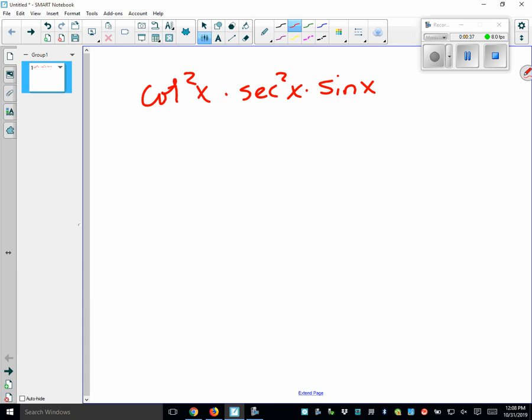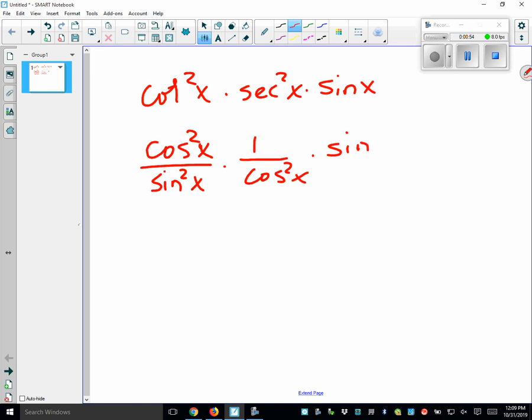What's cotangent squared? Cosine squared x over sine squared x. What's secant squared? 1 over cosine squared x times sine of x. Now, what can I reduce? Cosine squared x. What else? One of the sines. So is my answer 1 over sine?